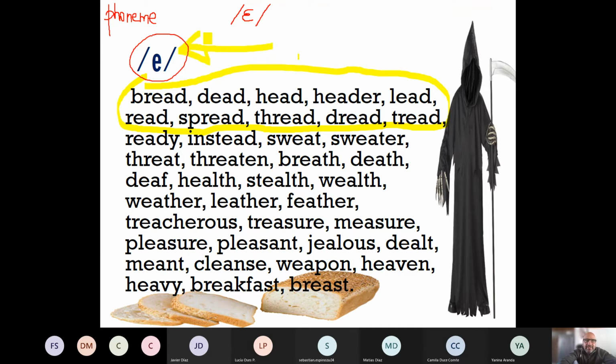So all of the words contain the sound A. So can you read this selection aloud, please, again, including the sound A? Bread, dead, head, heather, lead, red, spread, thread, dread, and thread. Perfect. Perfect. Very well done. Fernanda Espinosa, do you mind continuing, please?